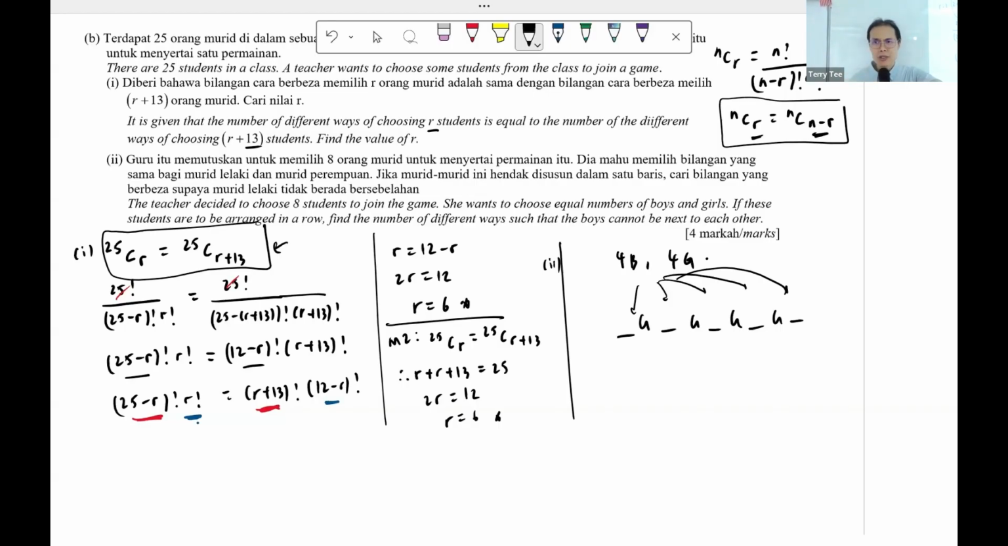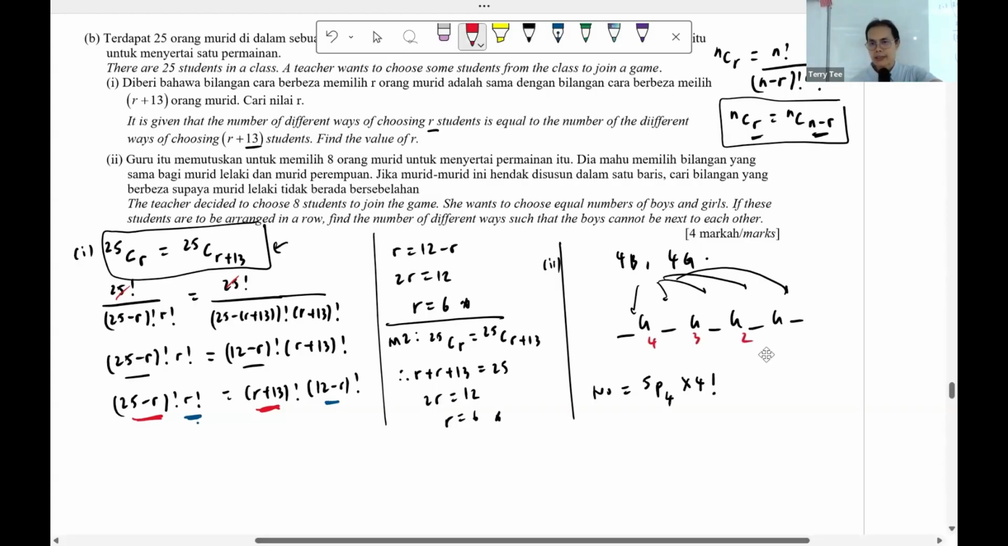No, I mean 5 boys arrange 4. It's not 5 boys arrange 4. It's 5 empty spaces. I put in 4 boys. Then the remaining 4 girls, I arrange them. Okay, how many ways to arrange the 4 girls? This is 4, 3, 2, 1, or 4 factorial, right?